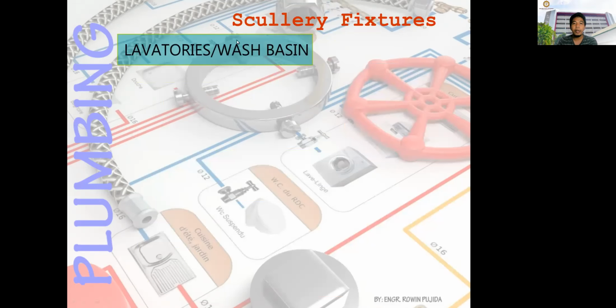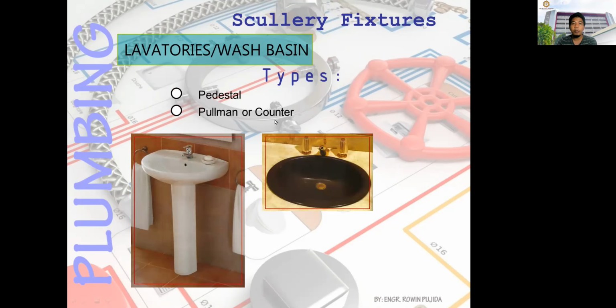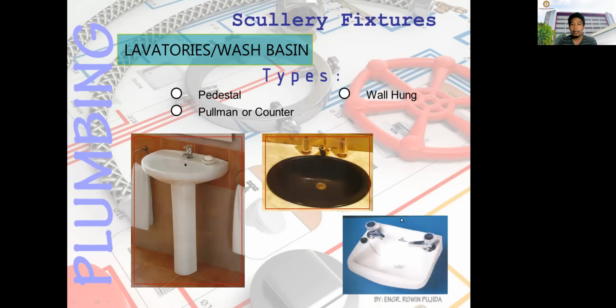Next, we have the lavatory, also under the scullery fixtures, lavatories or wash basin. You have the pedestal type, and then the Pullman or counter type, and then the wall hung. So the commonly used types of lavatory are the wall hung and the through.